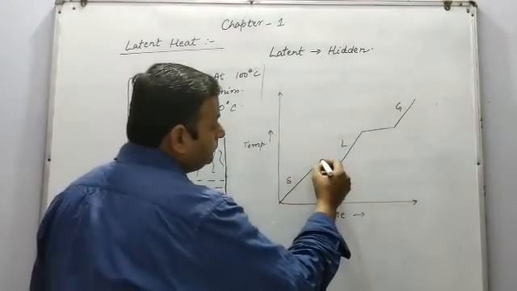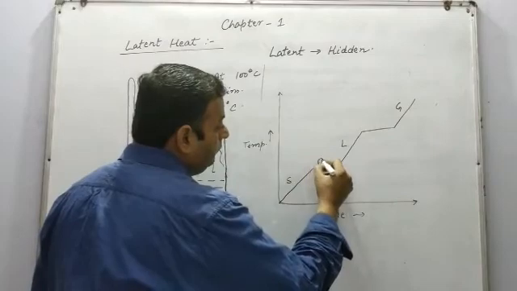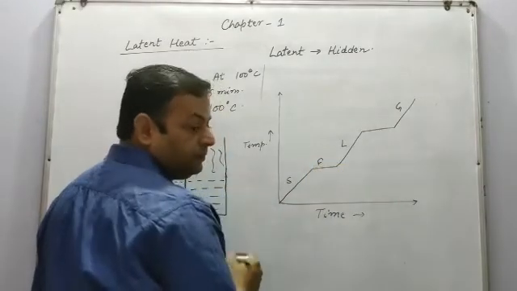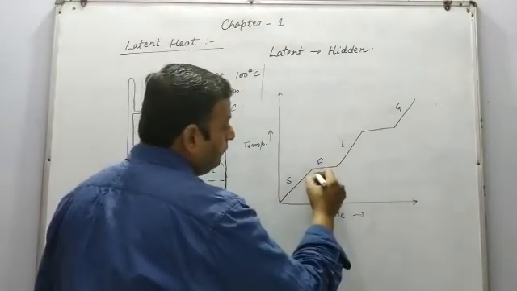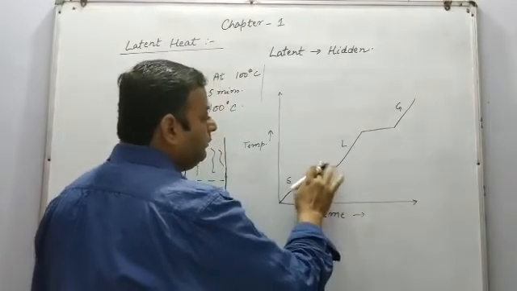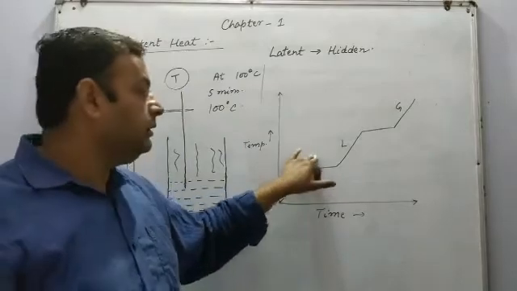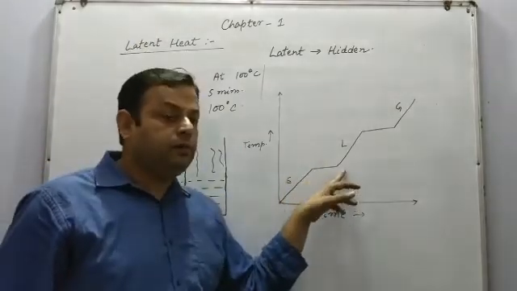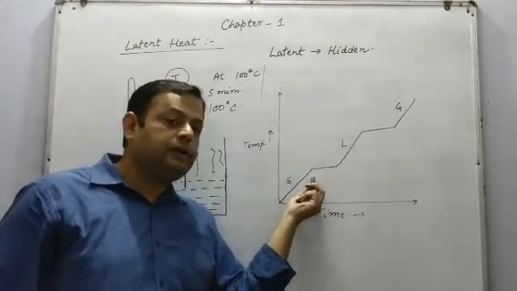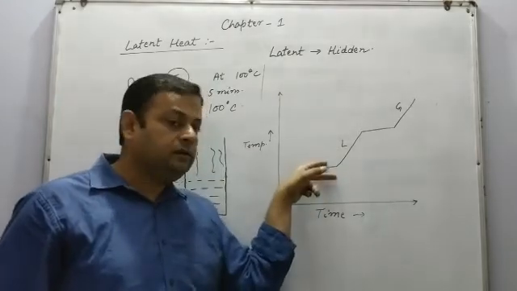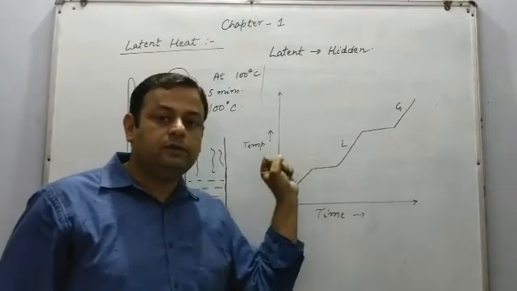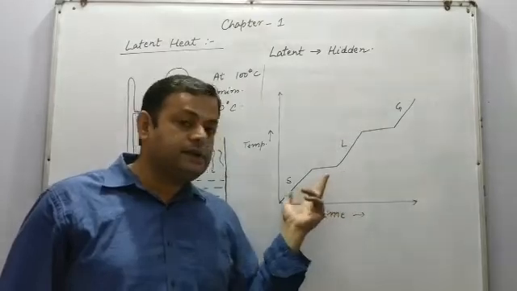So we can say here fusion takes place or freezing also takes place. We can say melting or fusion means solid get converted into liquid, and liquid also get converted into solid at this point. So this is the fusion point or the melting point or the freezing point.